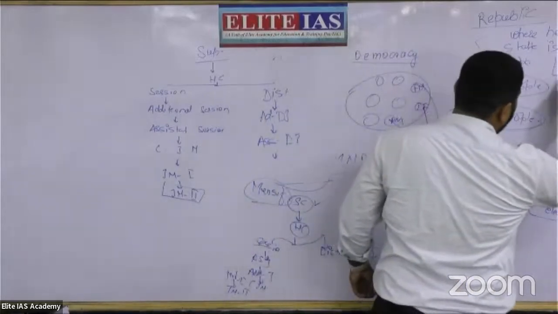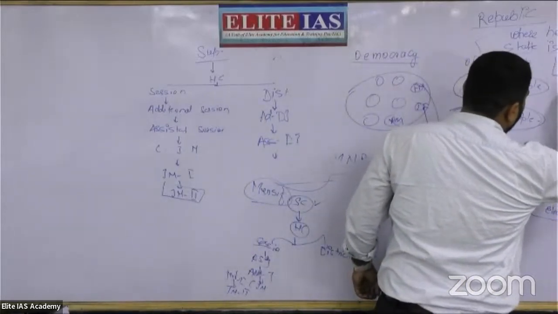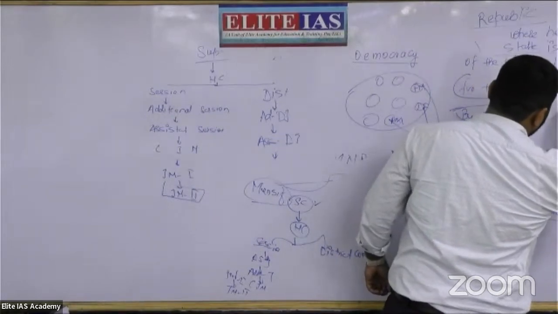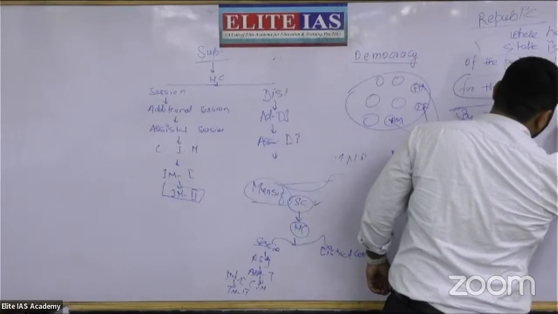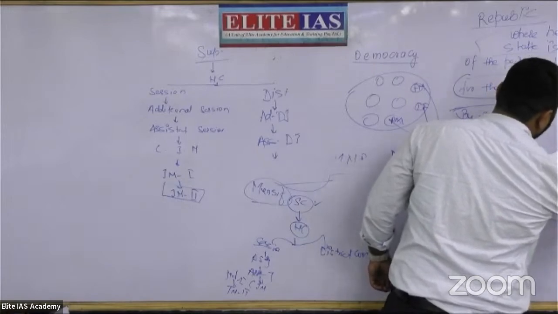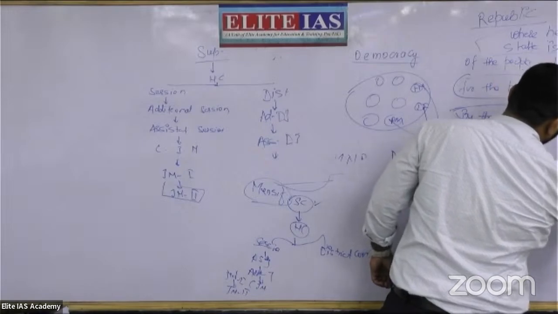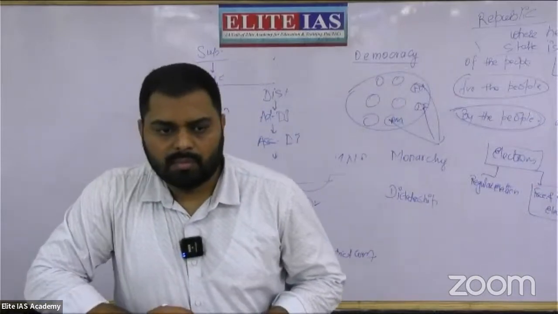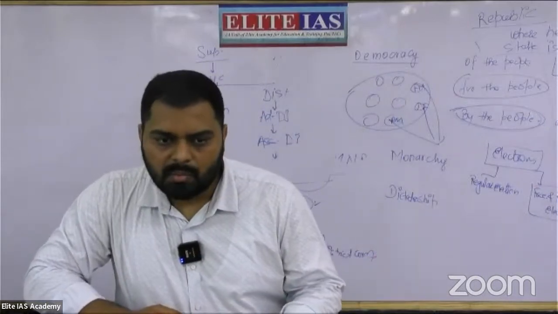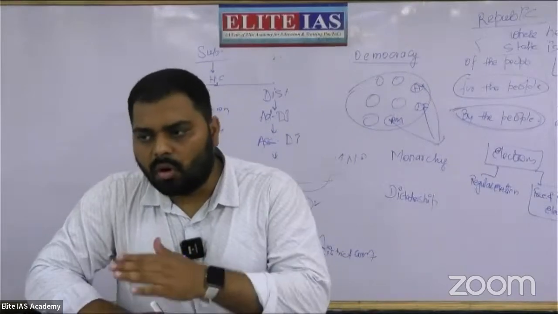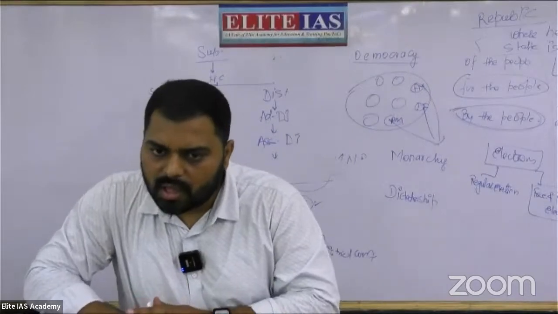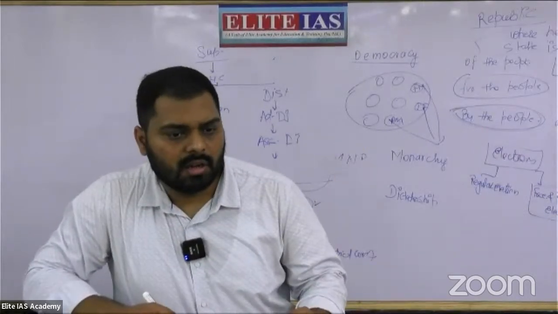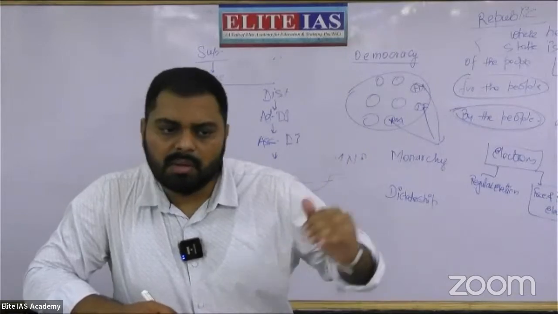There is another feature of republic that no post, no public office is reserved for any family or hereditary. There is a lack of hereditary concept in republic. In monarchy, there is hereditary, but in republicanism, all the public offices are open to everyone without any discrimination of caste, without any discrimination of gender. Head of the state in India can be anyone.